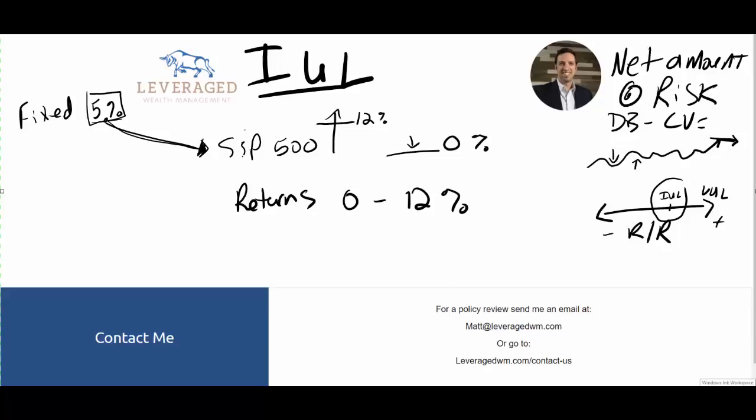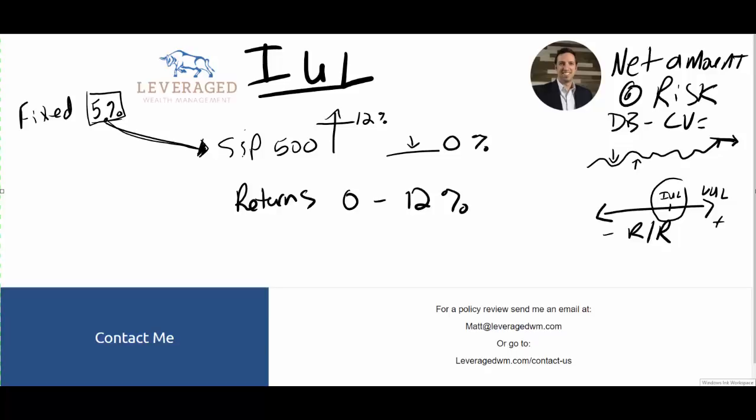Now, this assumes that your cap never changes, that it always stays at 12. It doesn't have to. That's the subject for a totally different video because it takes a long time to explain. This 12% cap, though, is going to fluctuate with interest rates. So if interest rates go up, your caps should go up. If interest rates go down, your caps are probably going to go down. But let's assume that you have a static 12% cap.